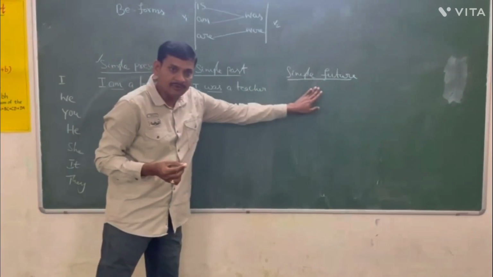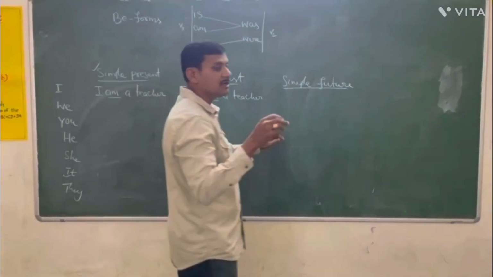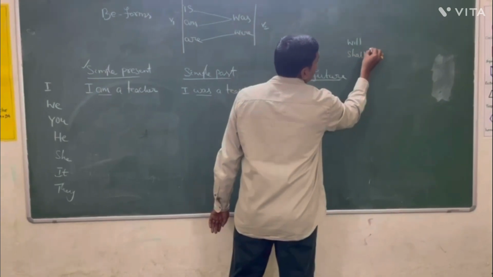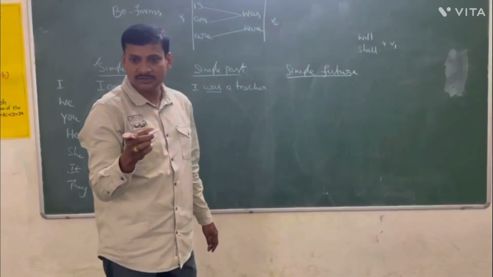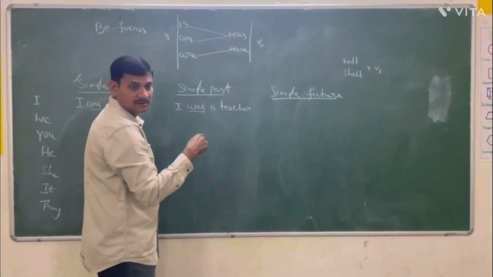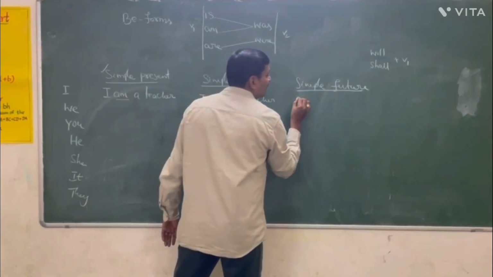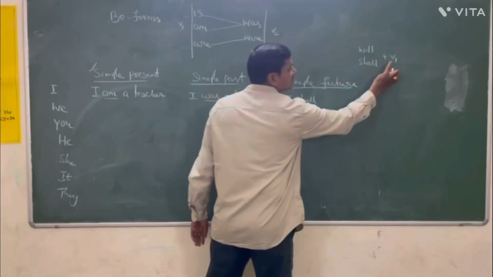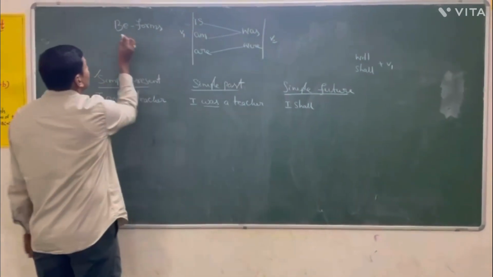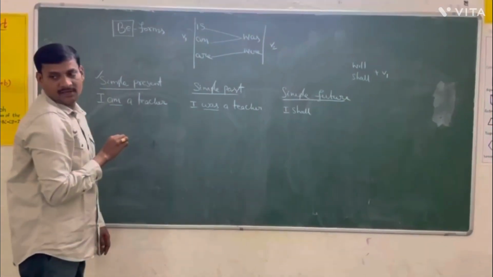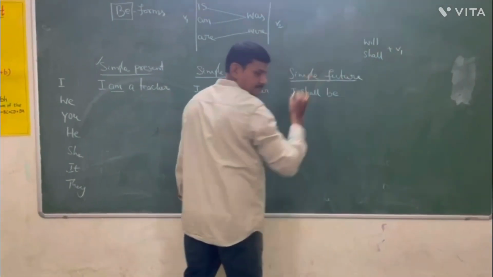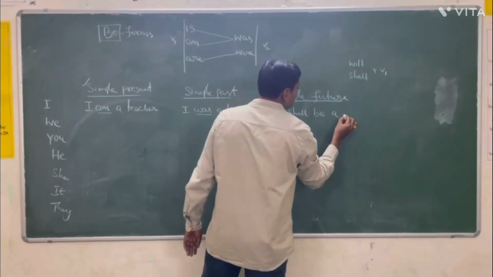Okay, next. Simple future. I already told you, the verb in simple future is will or shall plus verb 1. So, what do we use with I, I will or I shall? I shall, plus V1. You don't write V1 of be forms. In the V1 place, you have to write be. So, I shall be a teacher.